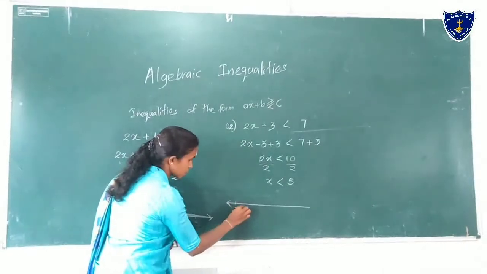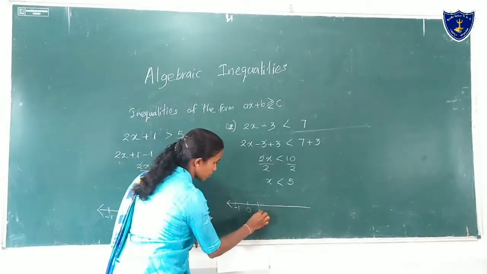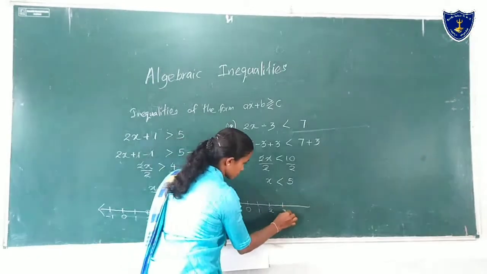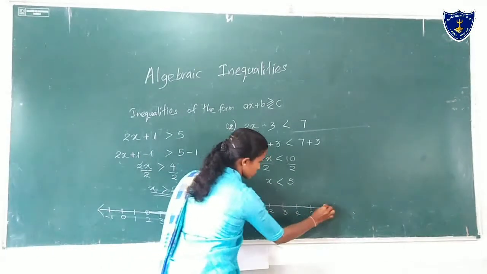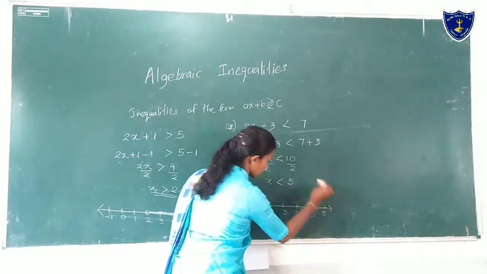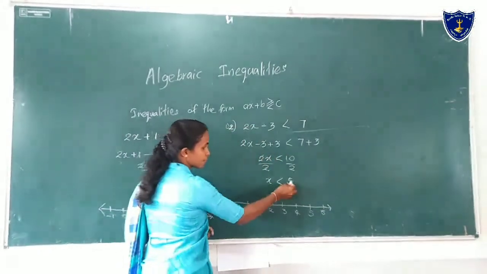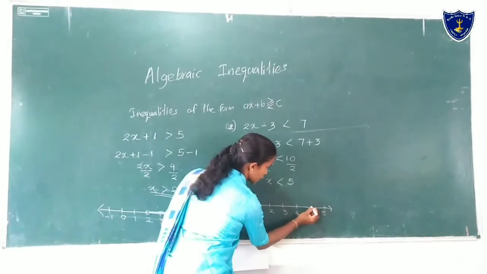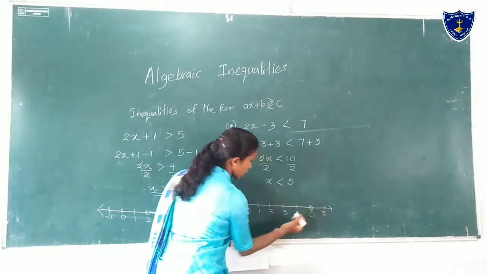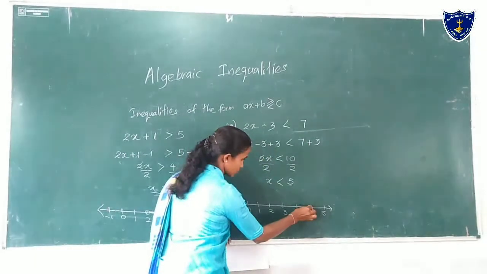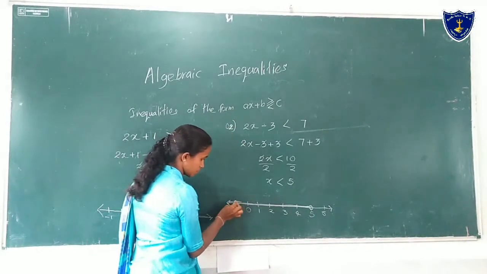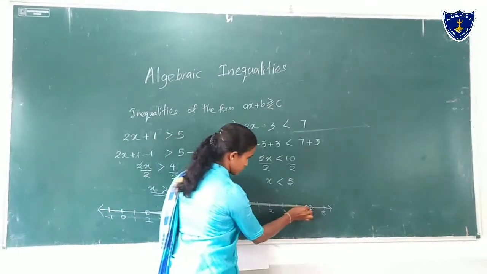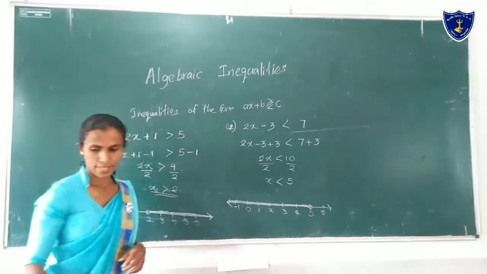Now, let's represent all the solutions on the number line. x is less than 5. So, you have to mark 5. Don't shade, because it is less than 5.